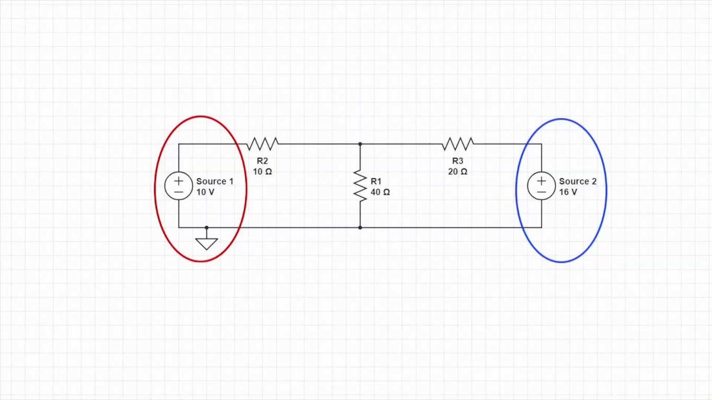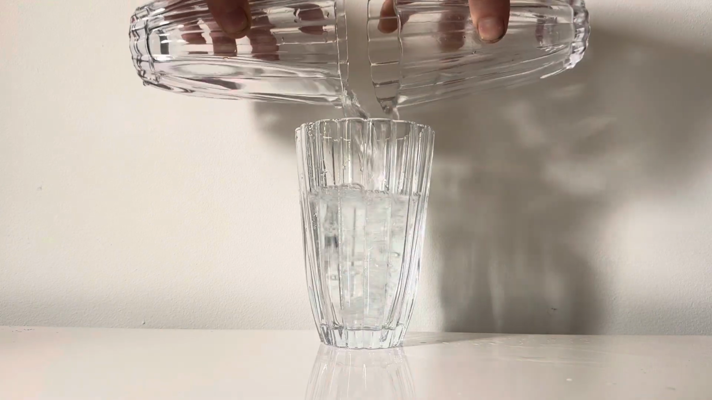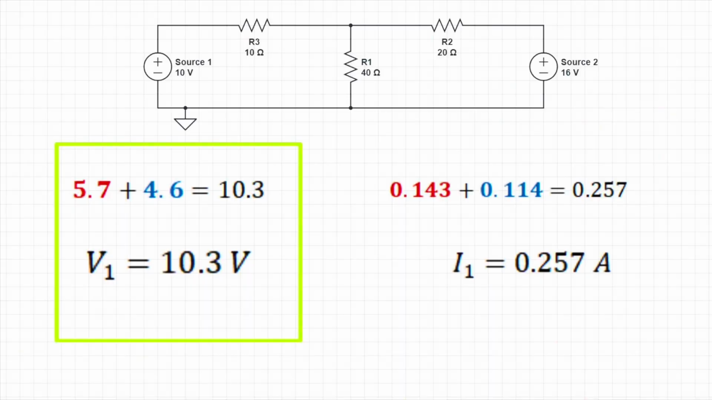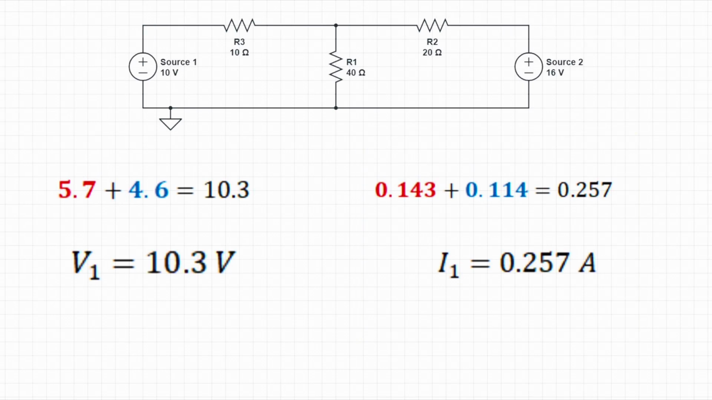Superposition states that adding the voltage and current supplied by each of these power sources will give us the total voltage and current of R1. This is the same as pouring both glasses of water at once. In doing this, we find that the total voltage drop across R1 is equal to 10.3 volts, and the total current running through R1 is 0.257 amps. This demonstrates how evaluating each power source in isolation using superposition can help us to solve circuits.